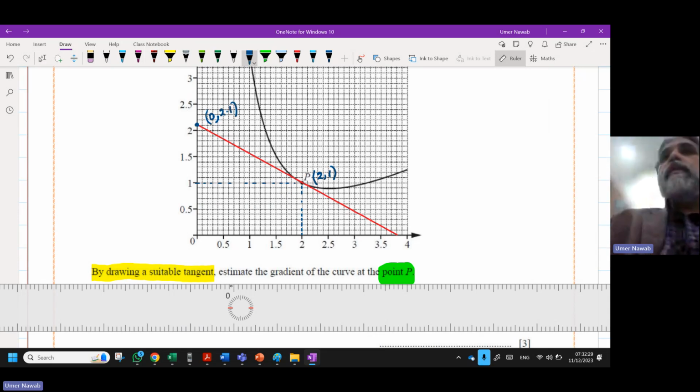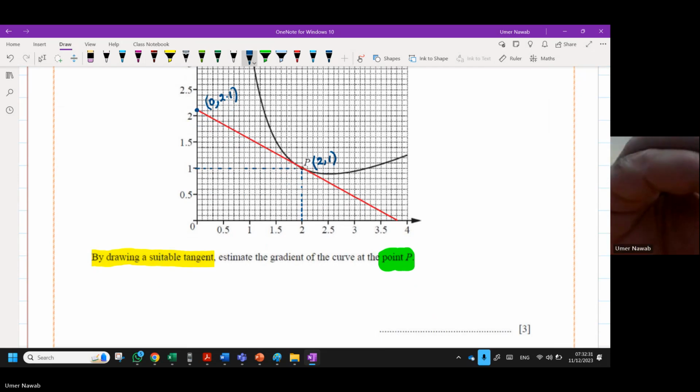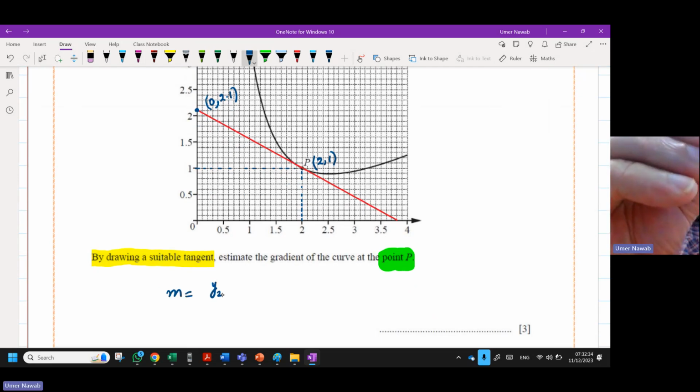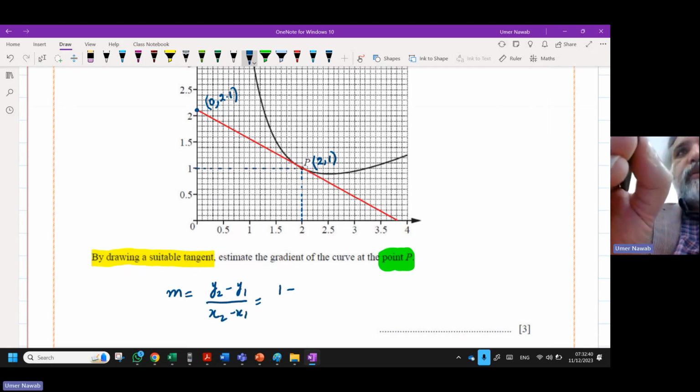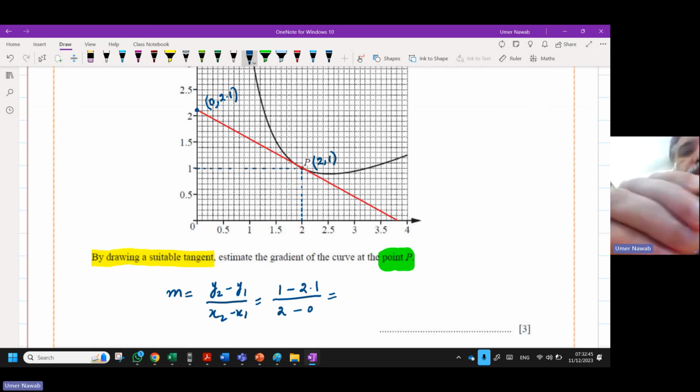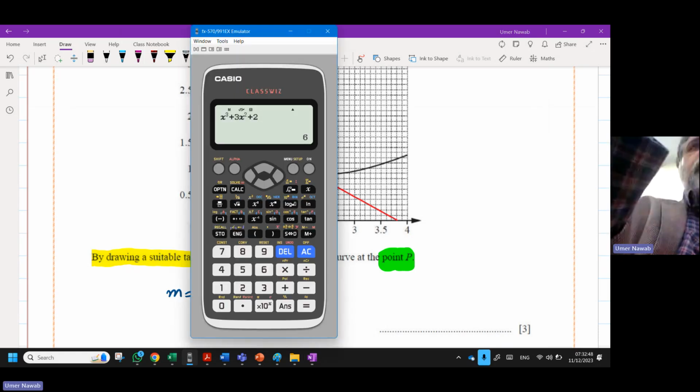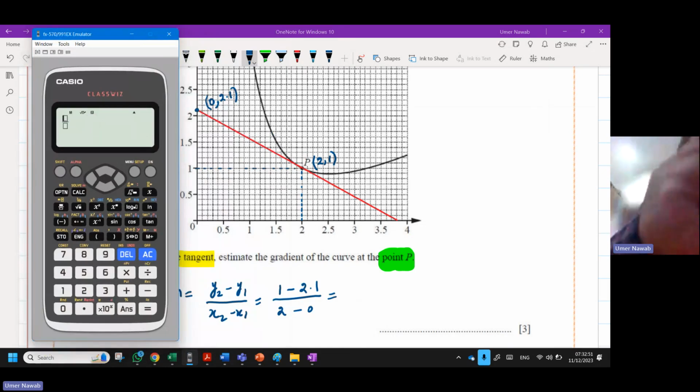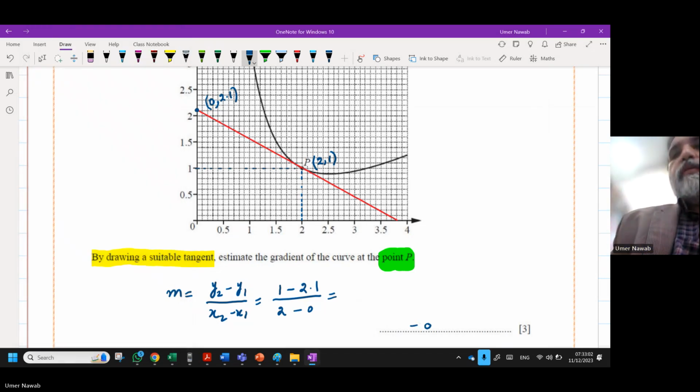Now I'm ready to find the gradient of the tangent. The formula for the gradient is y2 minus y1 over x2 minus x1. So 1 minus 2.1 over 2 minus 0. When we do this, we can easily find the gradient. 1 minus 2.1 over 2 minus 0 gives you minus 0.55. That's all with the gradient of the tangent on the curve.